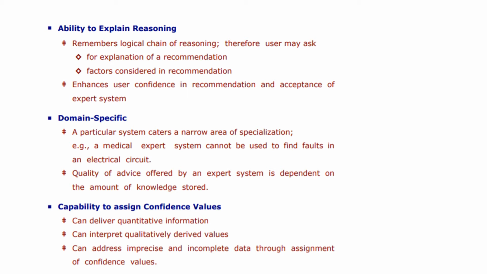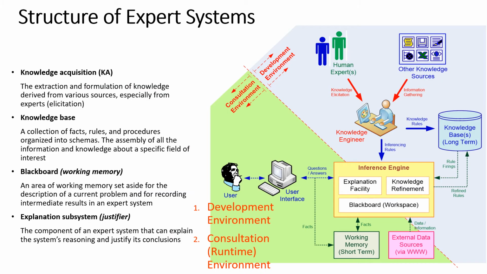Then an expert system works in a domain specific problem. Okay, already we have discussed this particular characteristic. And next is the structure of expert systems. अब expert system जो है उसका architecture क्या है या उसकी structure क्या है, कौन कौन से उसमें parts होते हैं, कौन कौन से उसके constituent elements हैं. So this topic is this.